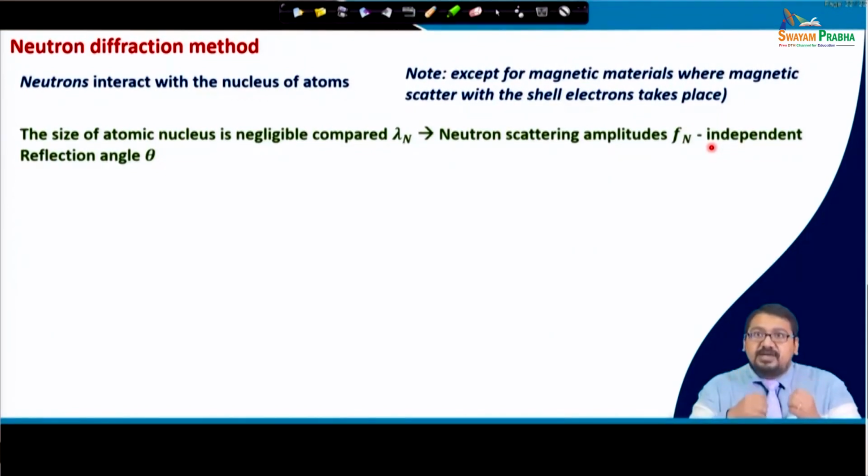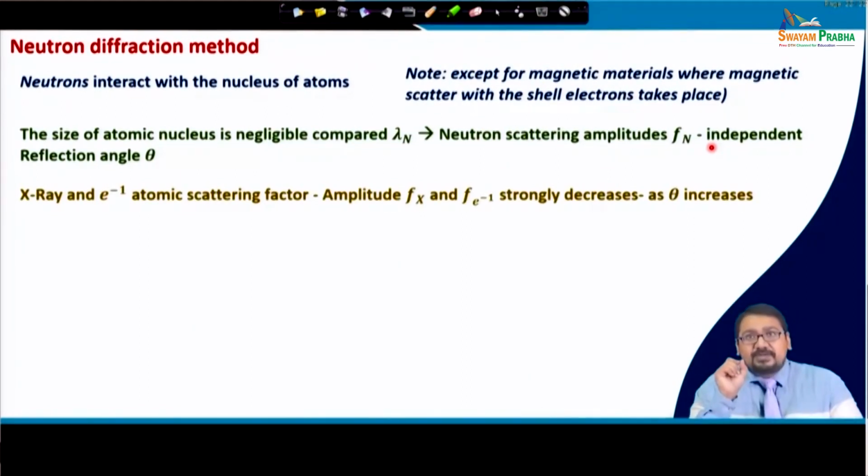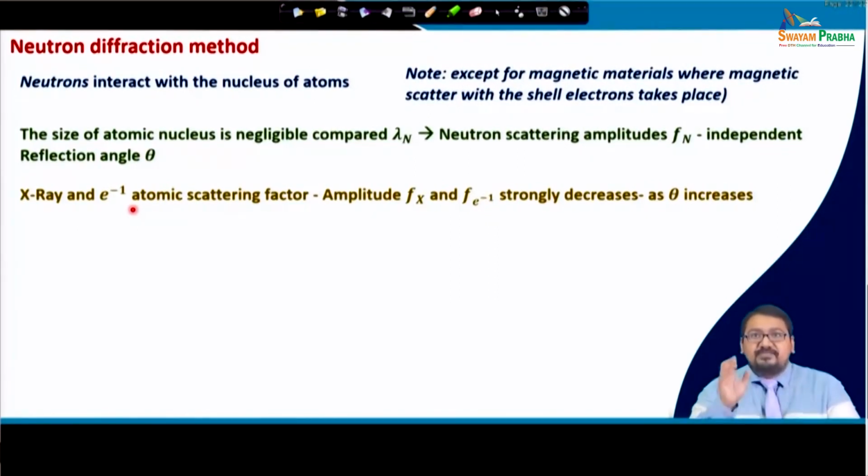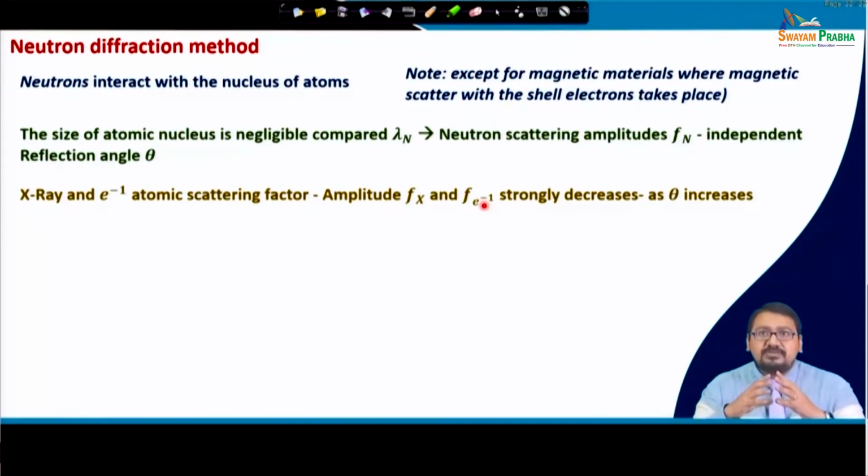Even though the diffraction intensity will be larger because of the periodic structure following Bragg's law and structure factor calculation, the atomic scattering factor is independent of any scattering angle theta. When we compare X-rays and electrons, the atomic scattering factors f_X and f_electron strongly decrease with theta, because they interact with shell electrons and also with the nucleus in both cases. So their atomic scattering factor decreases as theta increases.